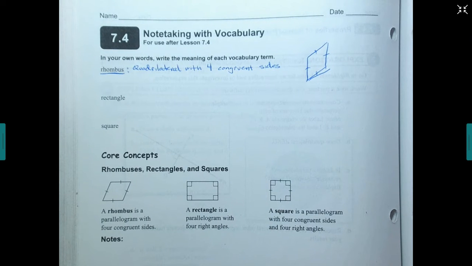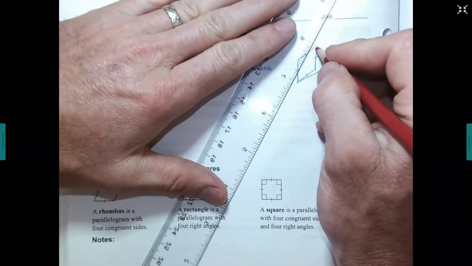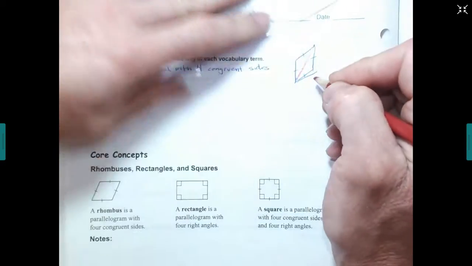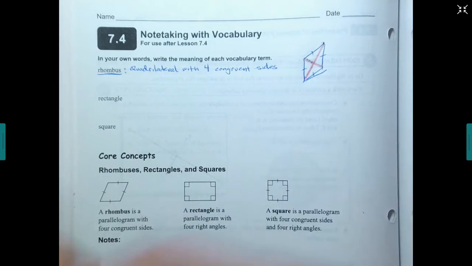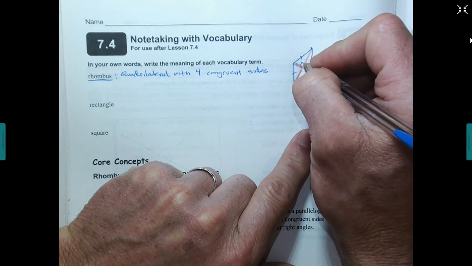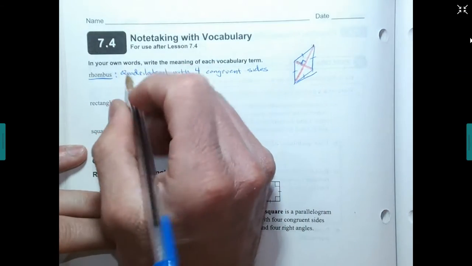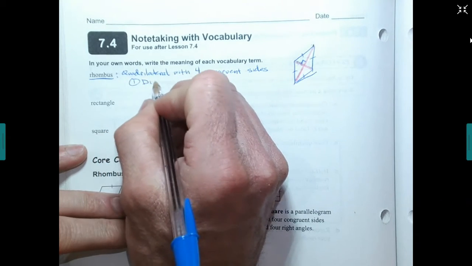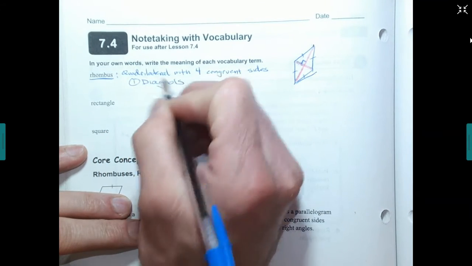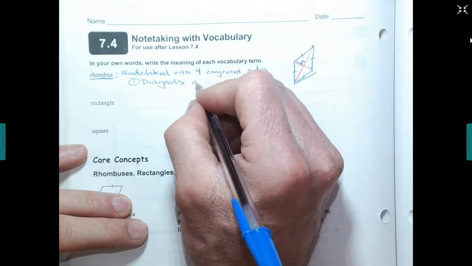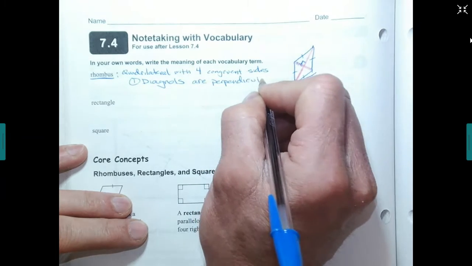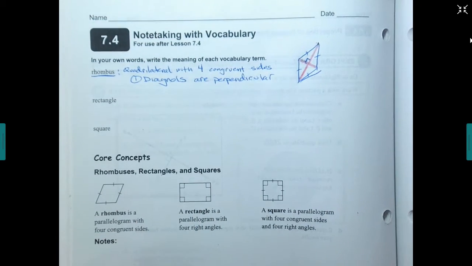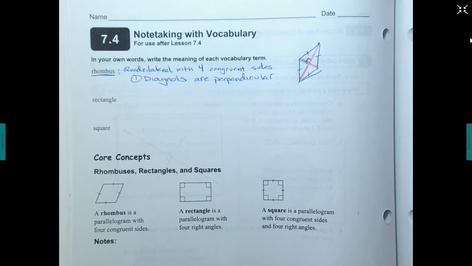One thing to know about a rhombus is its diagonals. I'll list a couple of characteristics of these different quadrilaterals. The thing about a rhombus is its diagonals are perpendicular. So the diagonals of a rhombus are perpendicular.